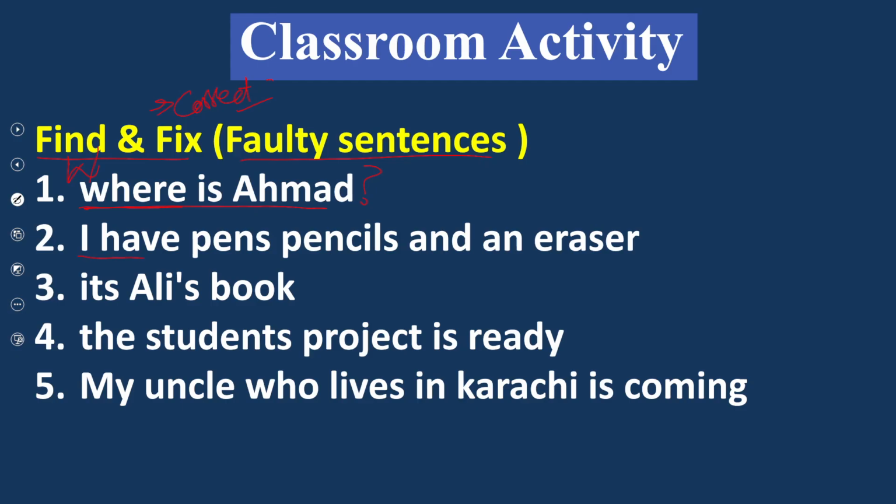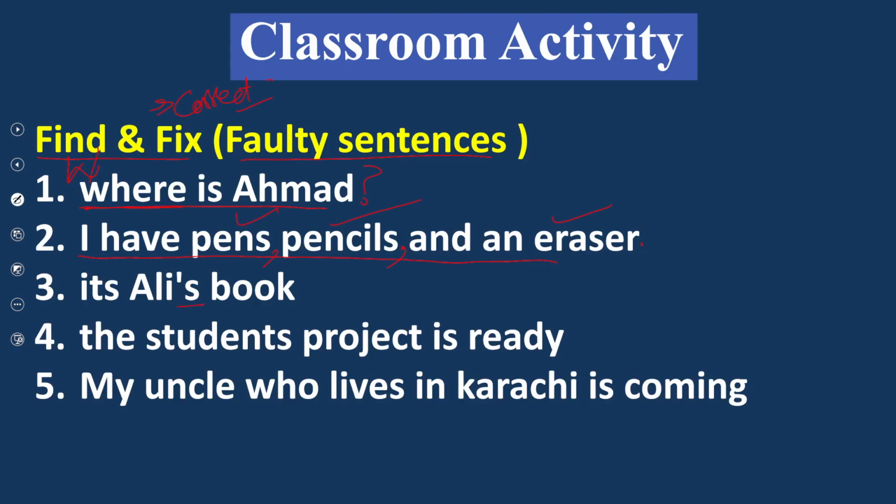Number two, I have pens, pencils, and an eraser. Look at this. Pens, pencils, eraser: these words are given in the form of a list, but they are all without commas. So, I have pens, pencils, and an eraser, and we have to put a full stop at the end of the sentence as well.